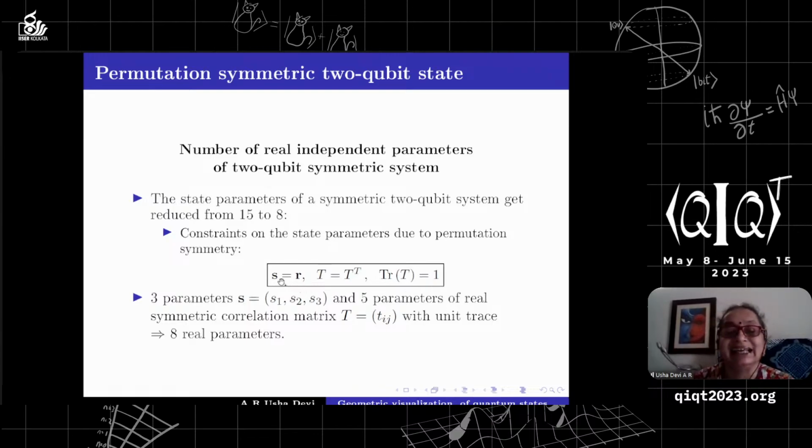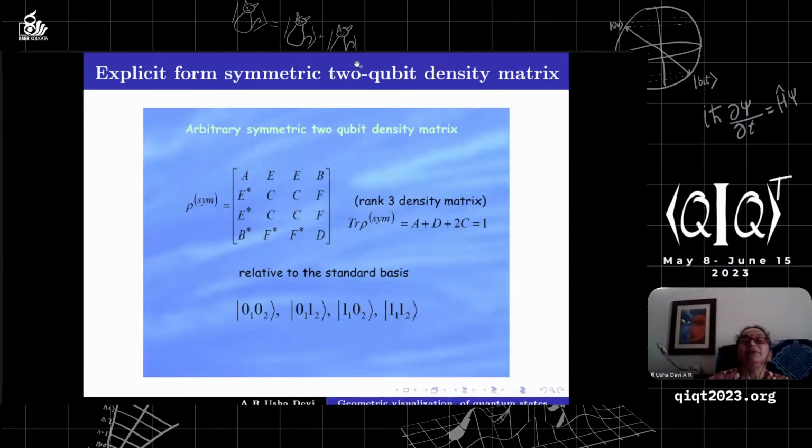So there are 3 parameters here, and T is equal to T transpose means 6 parameters, with trace T is equal to 1, 5 parameters. Plus 3 parameters, there will be 8 parameters: S and 5 parameters of a real symmetric correlation. With that, we can generally write a 4x4 form of a 2-qubit density matrix, not pure.